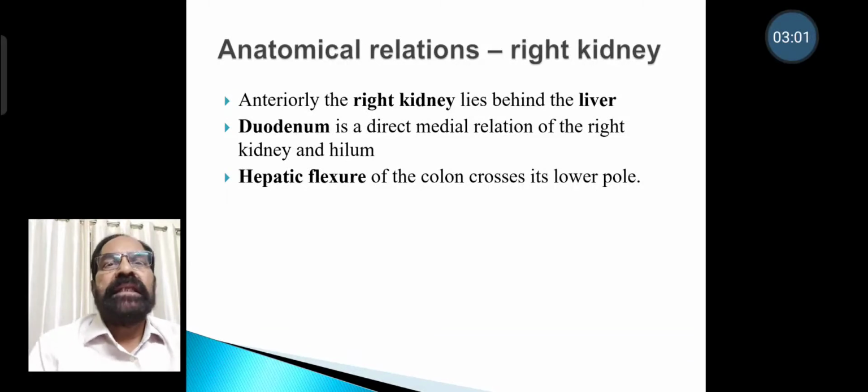Coming to right kidney relations, anteriorly the right kidney lies behind the liver. The duodenum is directly a medial relation of the right kidney and the hilum. Then the hepatic flexure of the colon crosses the lower pole.